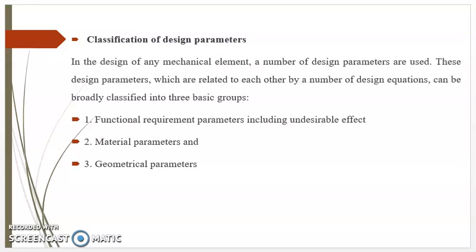Now we will see classification of design parameters. In the design of any mechanical element, a number of design parameters are used. These design parameters, which are related to each other by a number of design equations, can be broadly classified into three basic groups. First, functional requirement parameters including undesirable effect. Second, material parameters, and third, geometrical parameters.